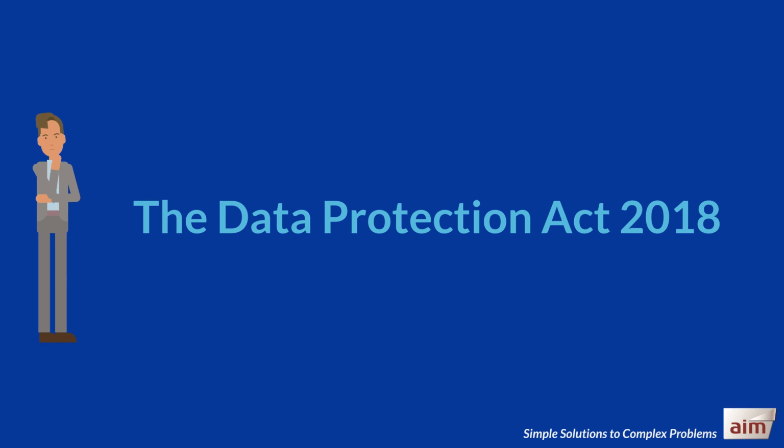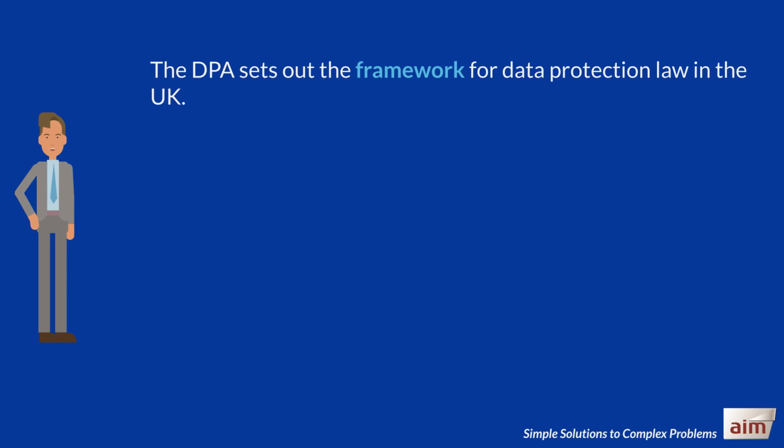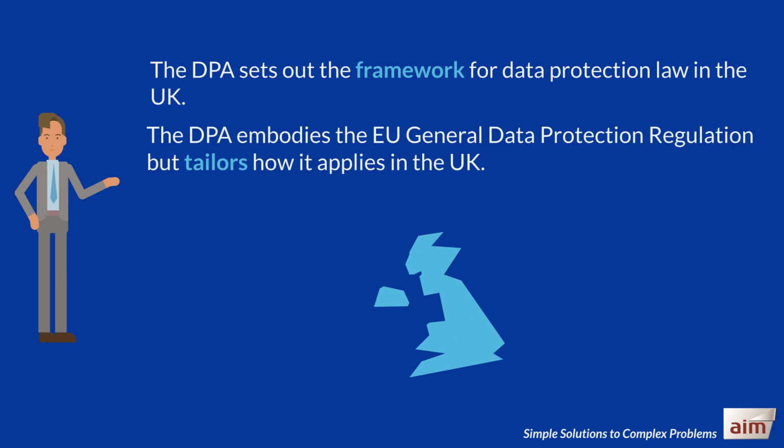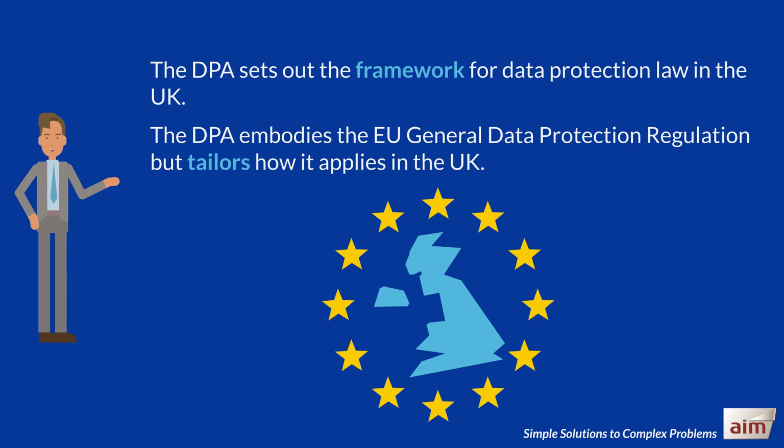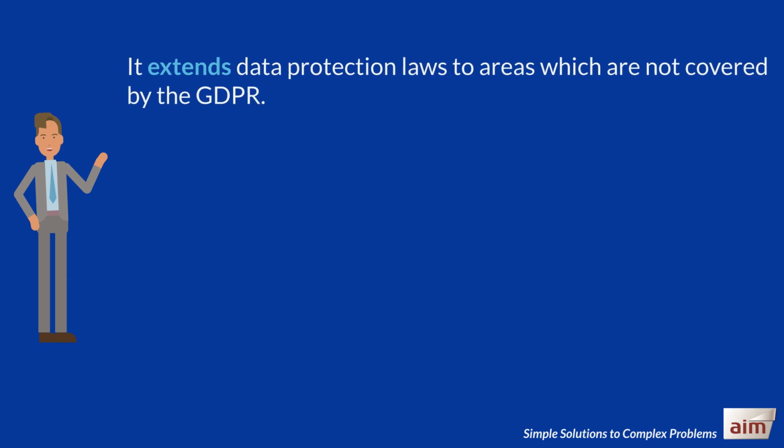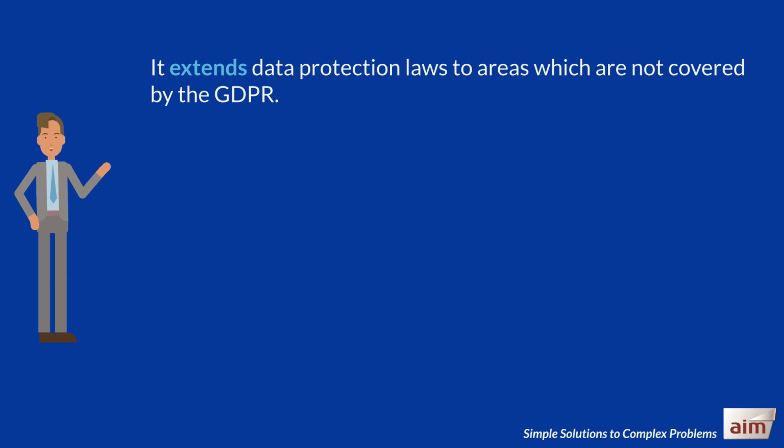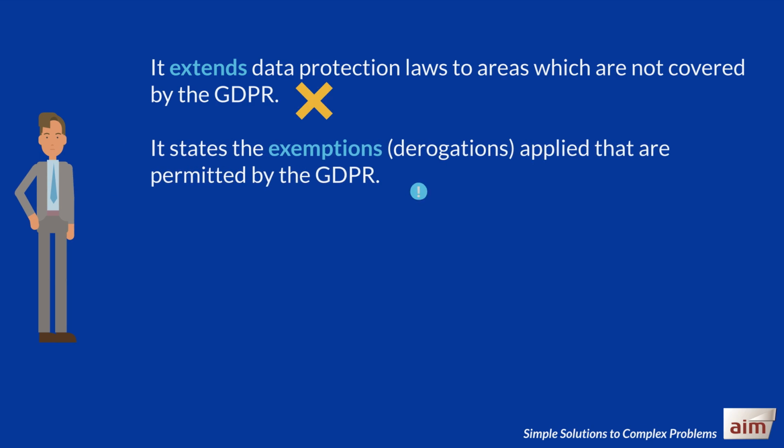The Data Protection Act 2018. The DPA sets out the framework for data protection law in the UK. The DPA embodies the EU General Data Protection Regulation, but tailors how it applies in the UK. It extends data protection laws to areas which are not covered by the GDPR. It states the exemptions, derogations, applied that are permitted by the GDPR.